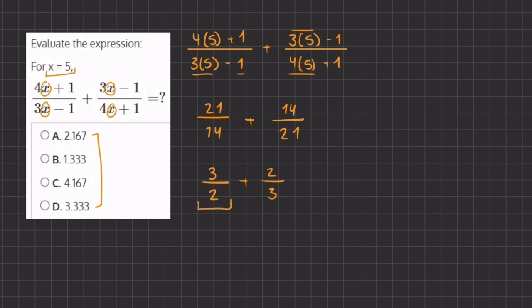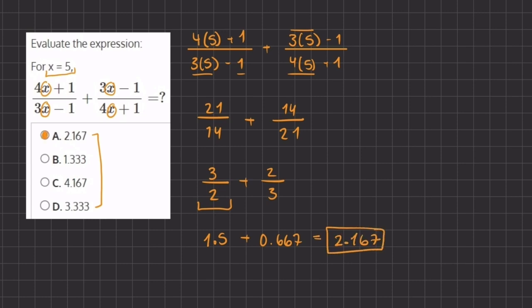If we turn it into a decimal form now, we have 3 divided by 2, which is 1.5, plus 2 divided by 3, which is 0.666, and it goes on forever, so we are going to turn this last 6 into a 7 to round up. Alright, so now when we add 1.5 plus 0.667, we get 2.167, which is going to be our final answer and corresponds with A.